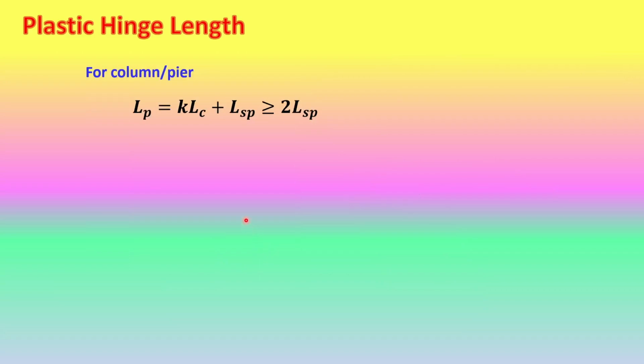Now how to get the value of LP? In the literature, the values are available. For a column or pier, LP equals K LC plus LSP, which should be at least 2 times the LSP.